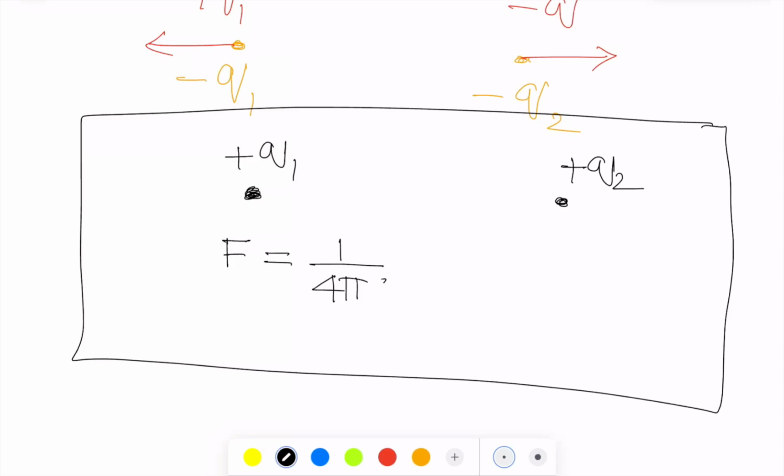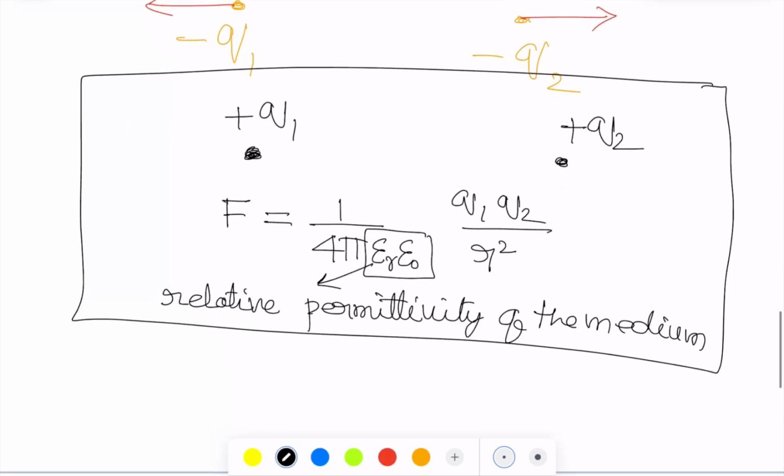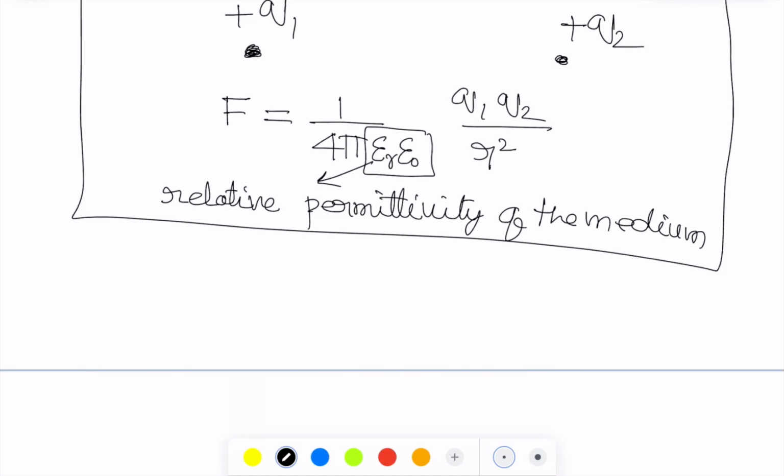Different media have different epsilon r values, the relative permittivity of the medium. Sometimes the permittivity of the medium is represented as epsilon, which is nothing but the relative permittivity times the permittivity of free space. Therefore, in any other medium, the force between the two charges is given by Q1 Q2 divided by 4 pi epsilon r square.